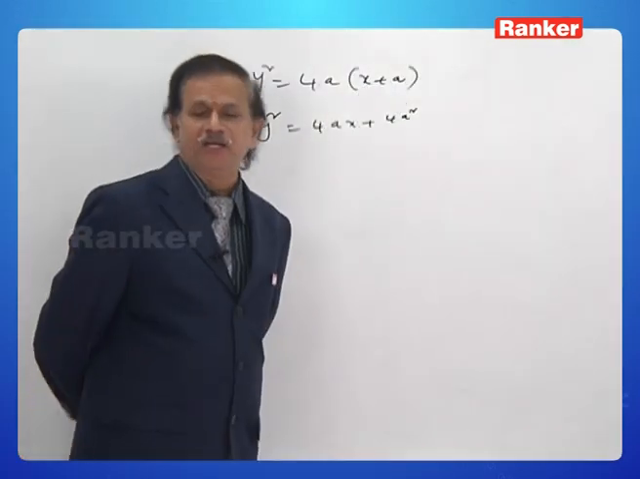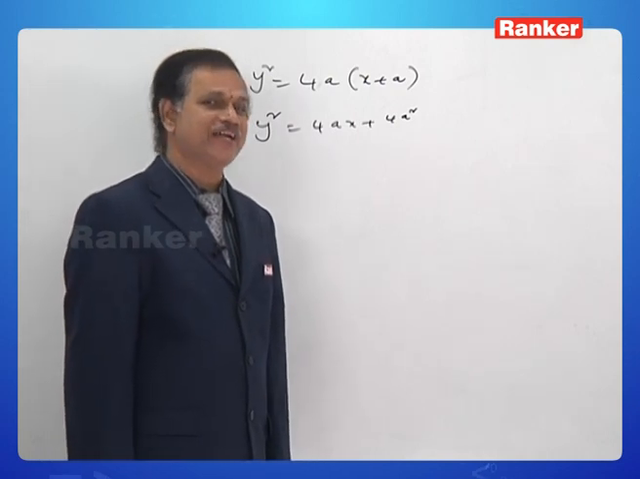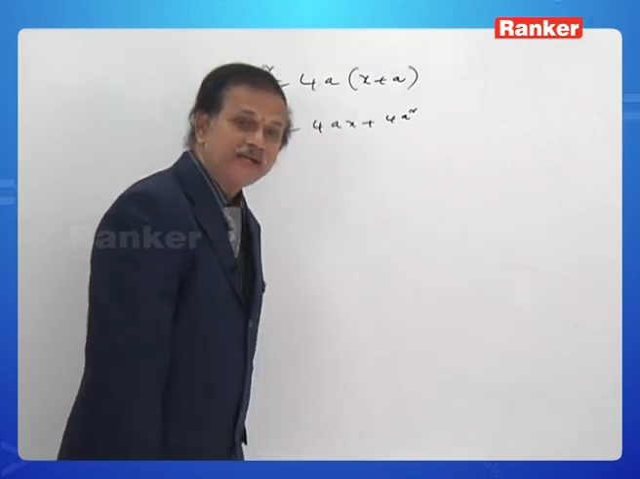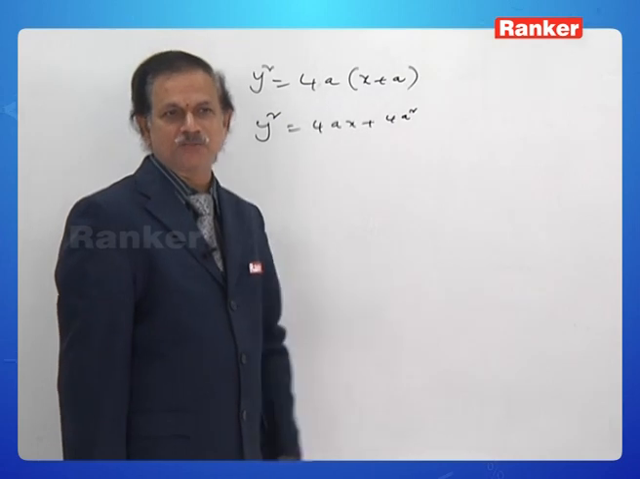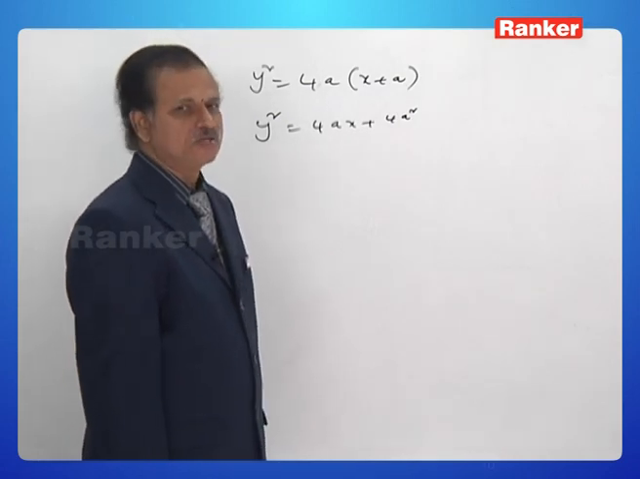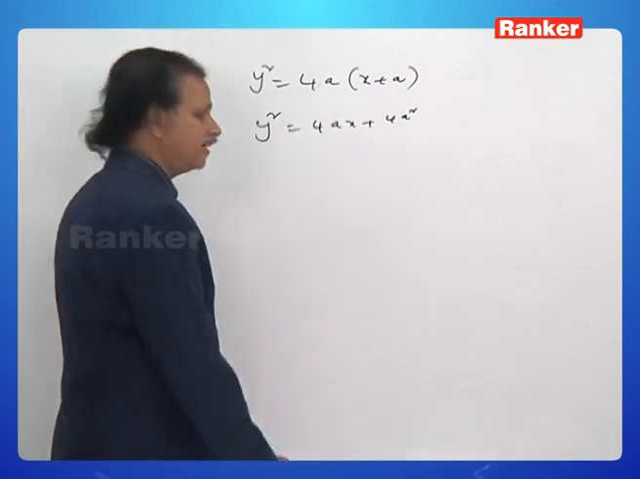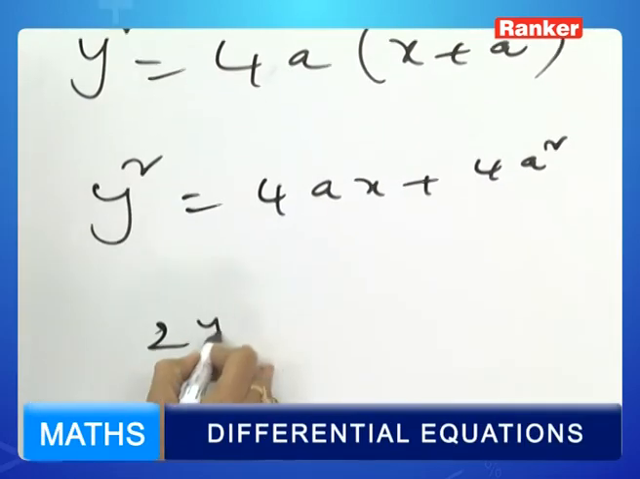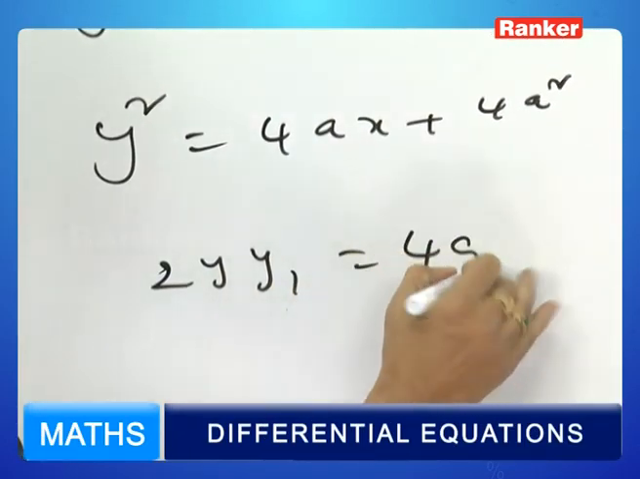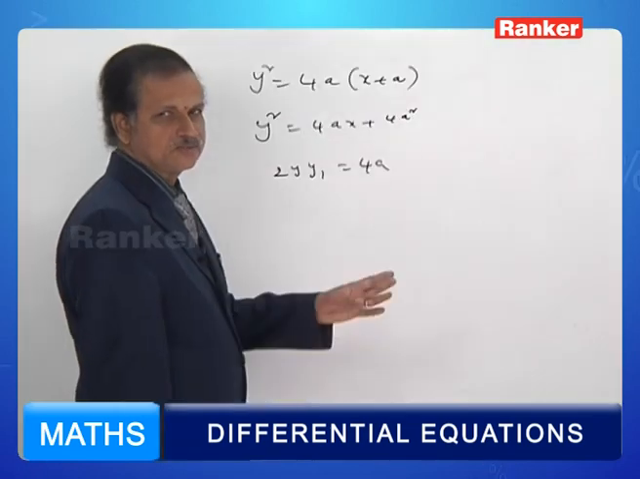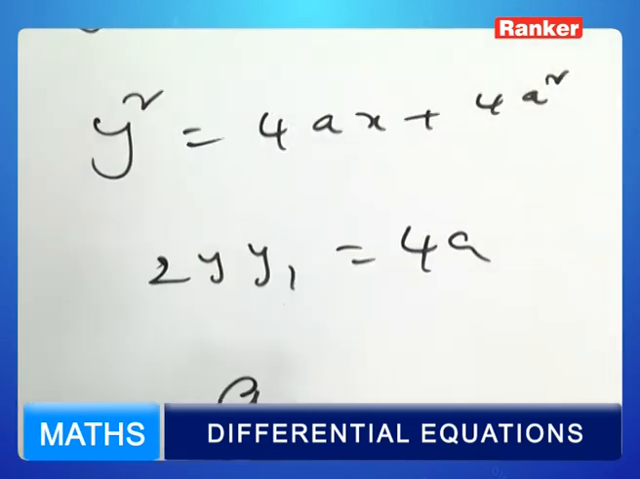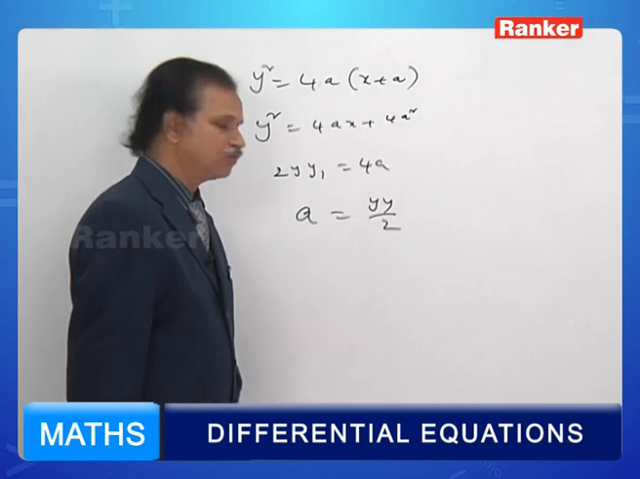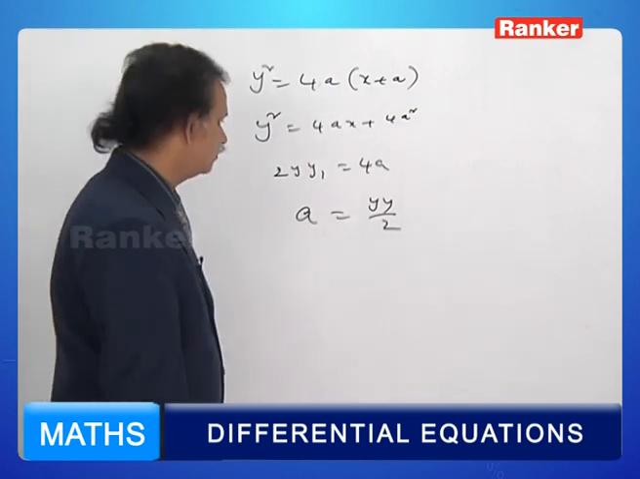Well, friend, you please tell me how many times you can differentiate on both sides. Just only once. Why? There is only one constant here to be eliminated. Hence, the number of times you can differentiate is only one. Okay, let us do that. Differentiating with respect to x on both sides. What is the derivative of y square? 2yy1 is equal to 4a. That's all. Isn't it? It is 4a. And so a is equal to yy1 by 2.